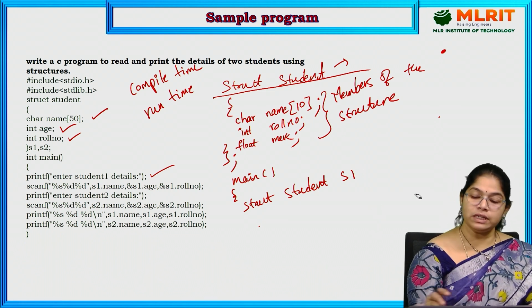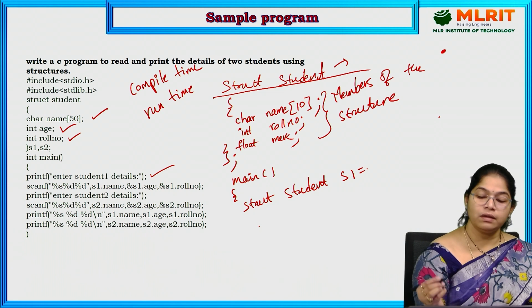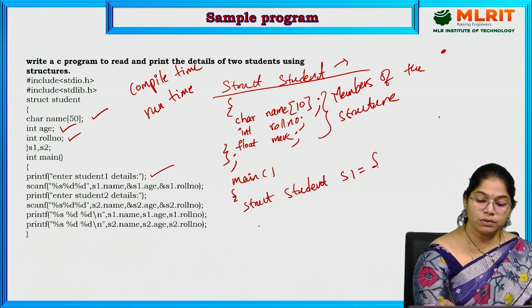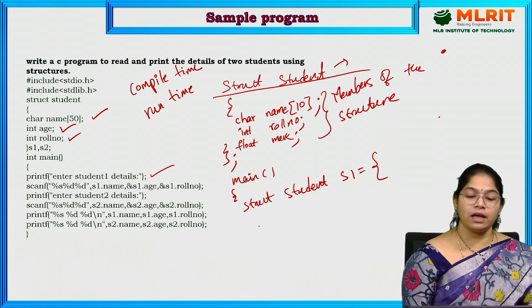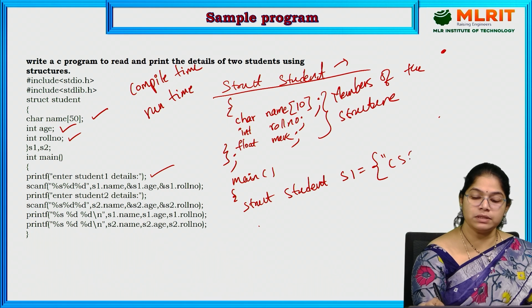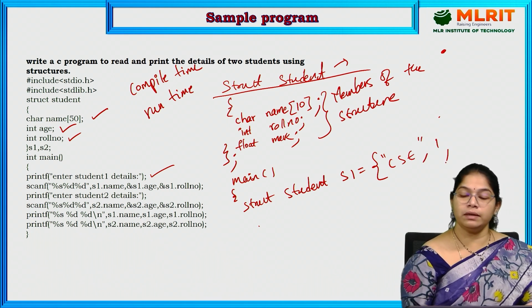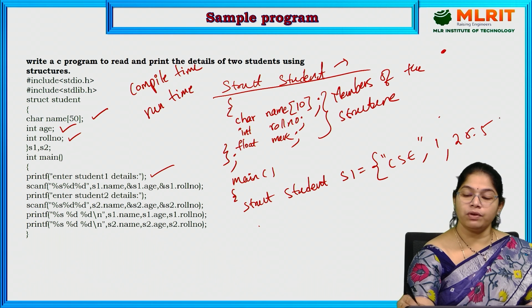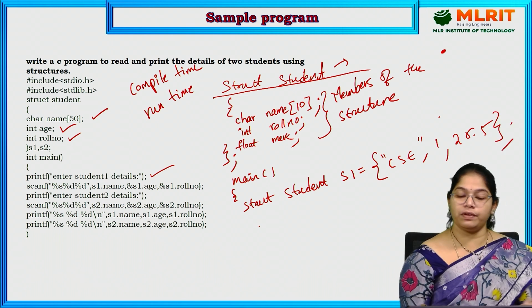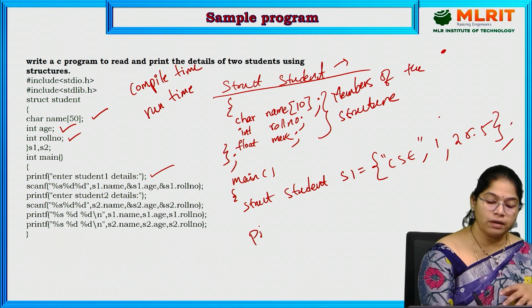Compile time initialization means we provide the values here. So this S1 has a name. Let us suppose name is CSC, comma, roll number is 1, then marks are 25.5. Whatever values we have given here, we can print these values using a function called printf.